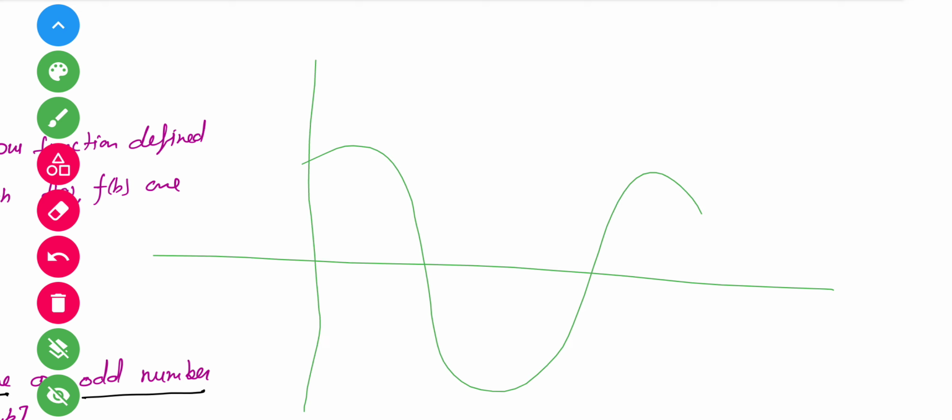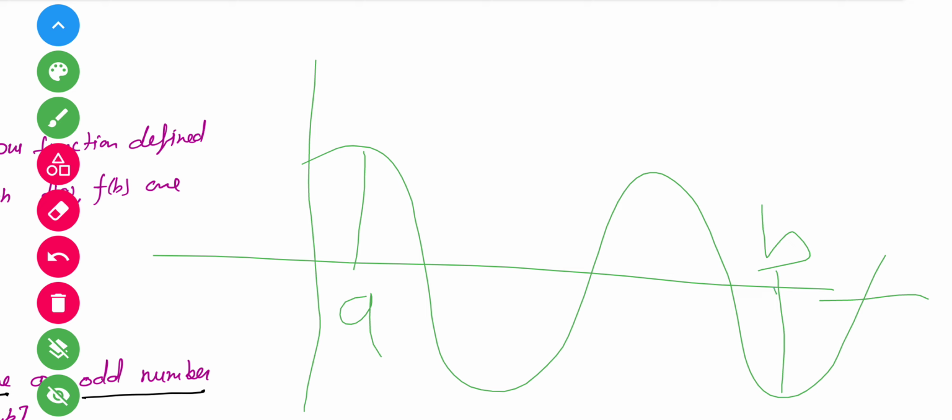Let's say that we have this kind of graph. We take point a as this one and point b as this one. Then you can see how many times the graph is crossing the x-axis: 1, 2, 3. So 3 times it is crossing the x-axis. That means all those values of x at which the curve is crossing the x-axis are the roots of that function. Okay, so that is the concept.